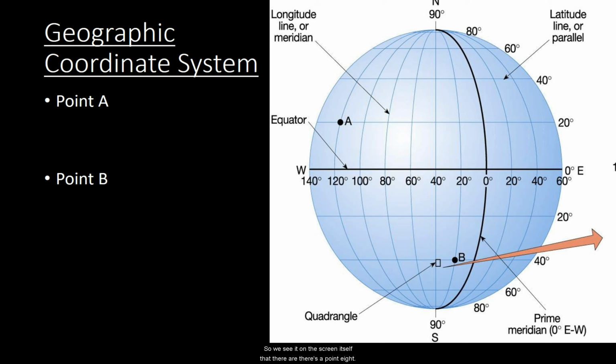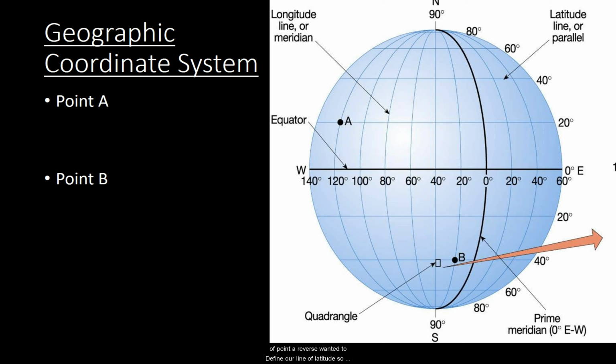Okay, so we see on the screen itself that there's a point A and a point B. So with the understanding that whenever we identify a location, the way that we describe it is we would describe it using latitude first and longitude second. Now, both latitude and longitude, you need to tie on which hemisphere that you are depicting.